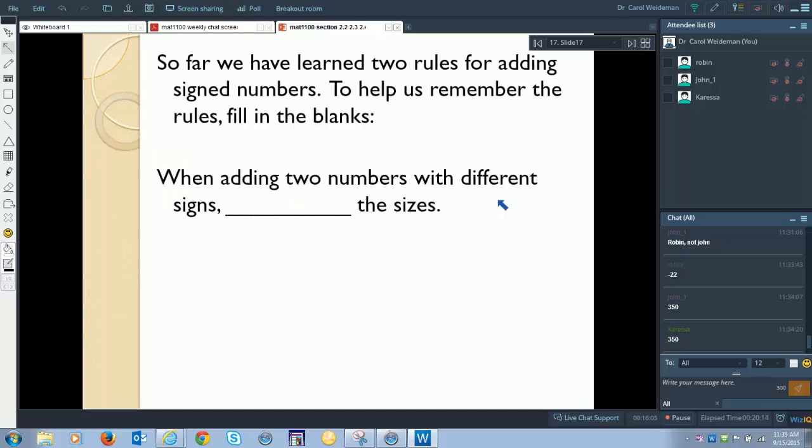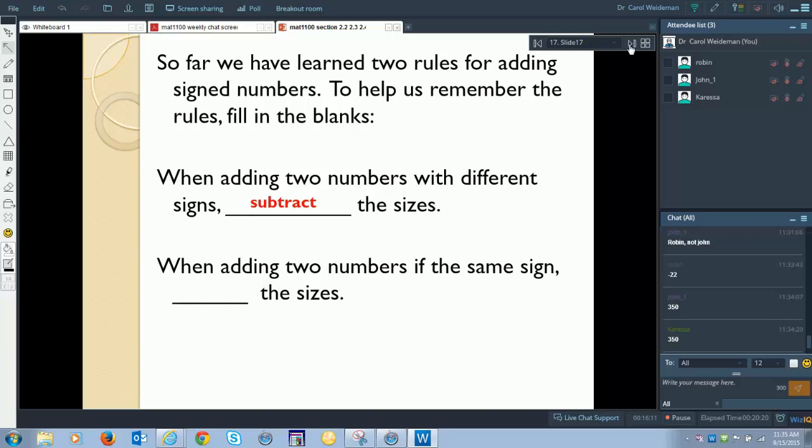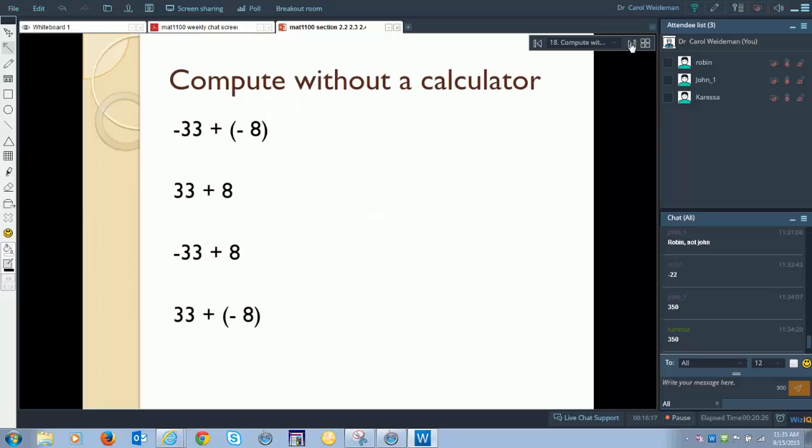So when we add two numbers with different signs, we subtract the sizes. When we add two numbers with the same sign, we add the sizes. So two different rules for adding. All right, let's try a couple here.